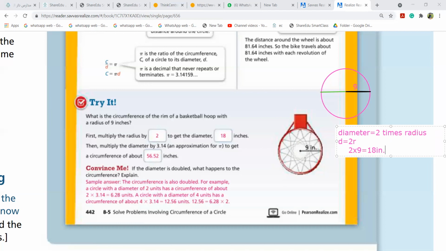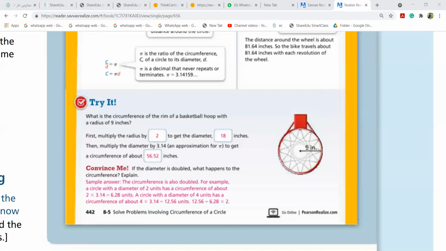Diameter means it is double of the radius. Now let me ask you. Miral? Noor? Yes. If the radius is 4 centimeter, how much is the diameter? If the radius is 4, 8. 8. Very good. Majduleen, if the radius is 6, how much is the diameter?